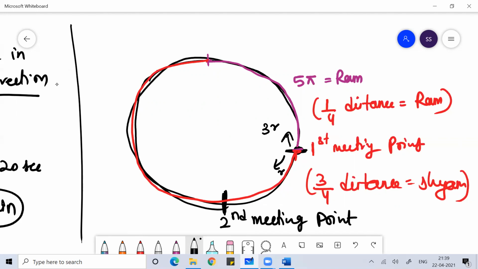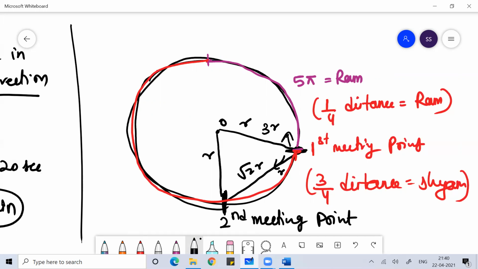Okay, so what is the distance between these 2 points? Imagine this is the center. So you know the radius. This is r, so this would be root 2r. You can understand. So what is the distance between them?